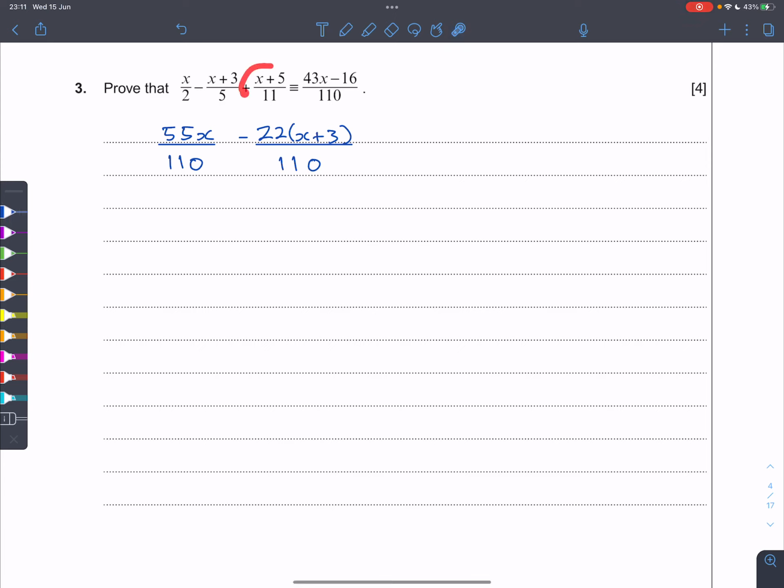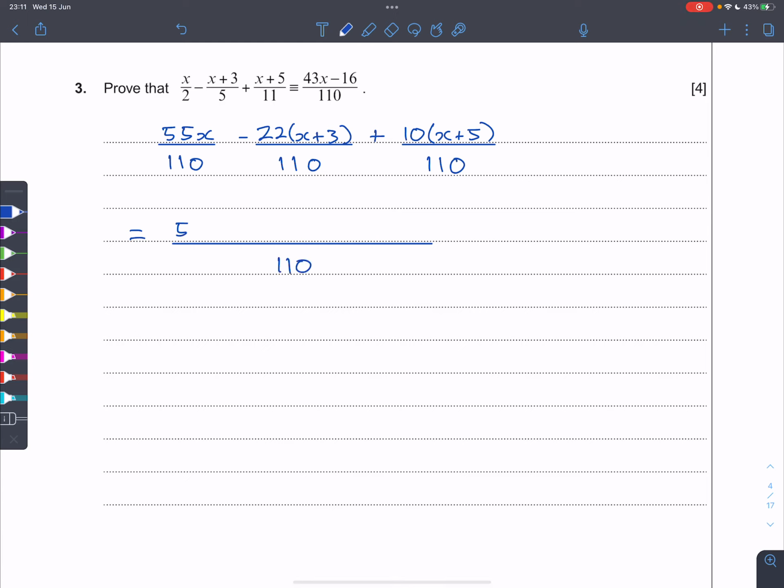And then my last fraction, to make that have a denominator of 110, multiply top and bottom by 10. So plus 10 lots of x plus 5 over 110. Now, the best way to write this is to go straight away and rewrite it without doing anything to the numerator, but put it all over the same denominator. So it's automatically all over 110.